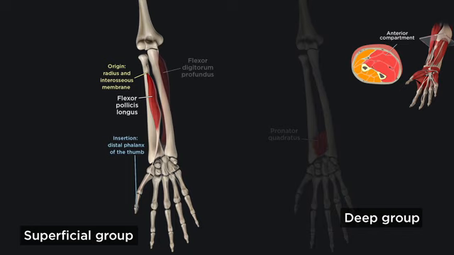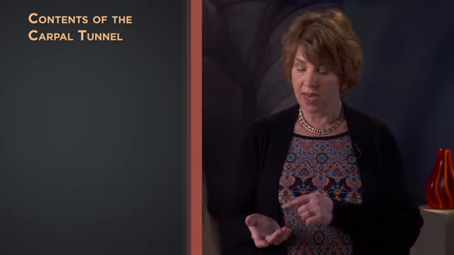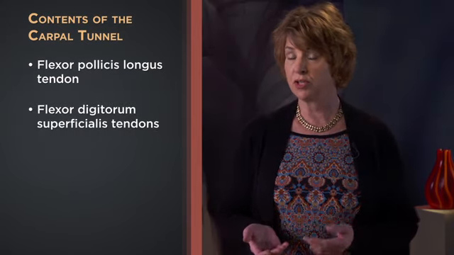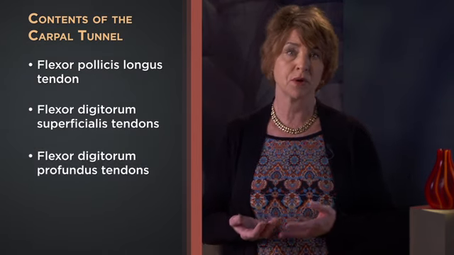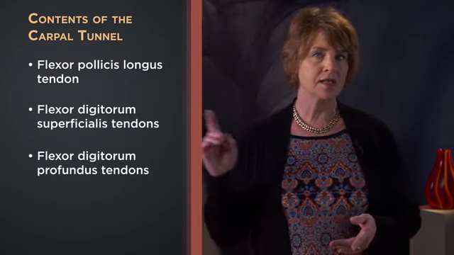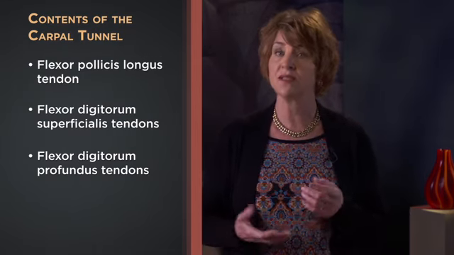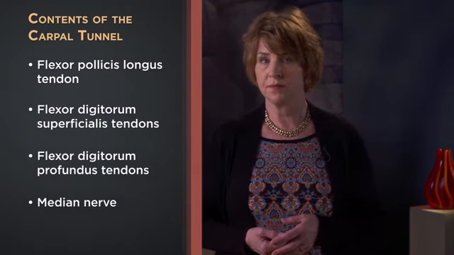Flexor pollicis longus also passes through the carpal tunnel made by the flexor retinaculum of the wrist. So the carpal tunnel contains 9 tendons belonging to 3 muscles: 1 tendon from the flexor pollicis longus, 4 tendons from flexor digitorum superficialis, and 4 tendons from flexor digitorum profundus. As we'll discuss in the next lesson, the main issue is that the carpal tunnel also contains the median nerve, which becomes the problem for those with carpal tunnel syndrome.